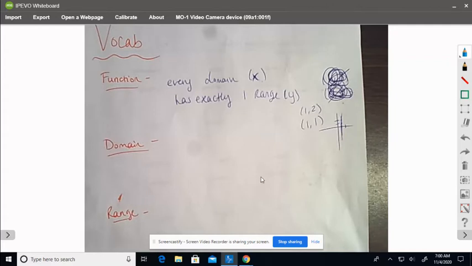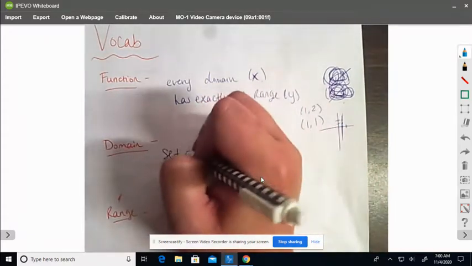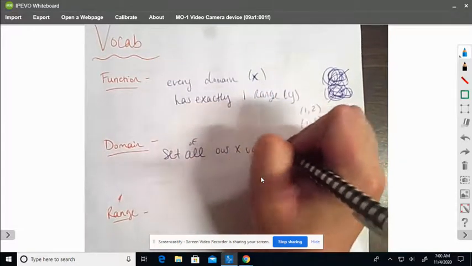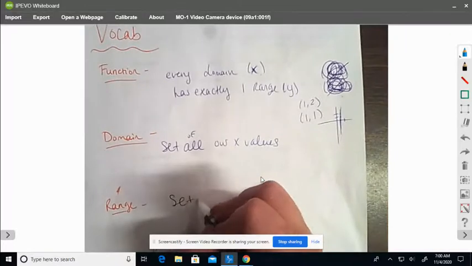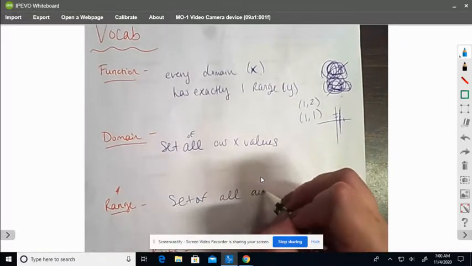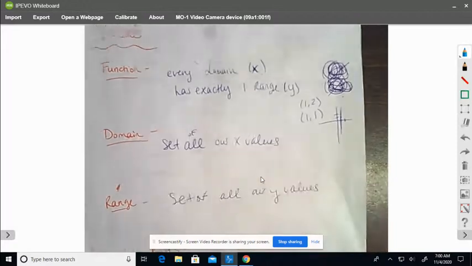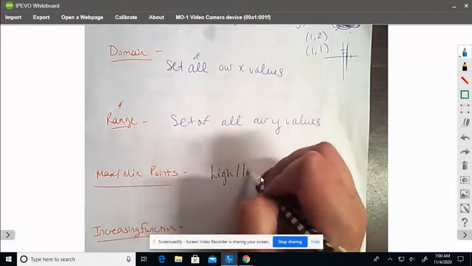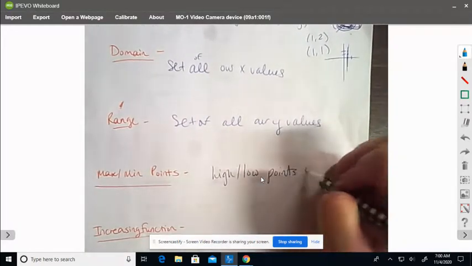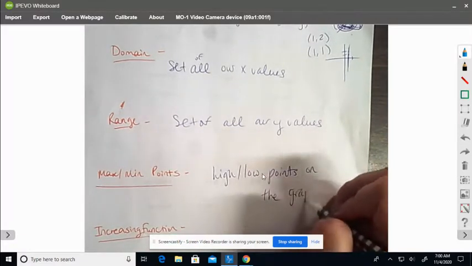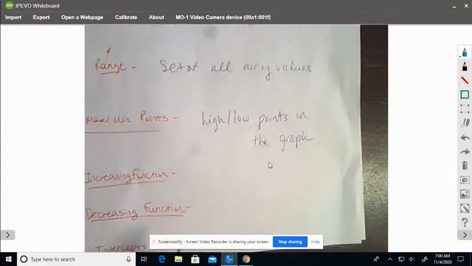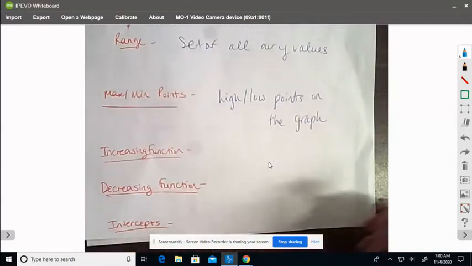Our domain is the set of all our x values. Our range is the set of all our y values. Our maximum and our minimum points are also pretty important. Our max and min points are our high and low points on the graph. A lot of times when we talk about max or min, we usually refer to the y value.